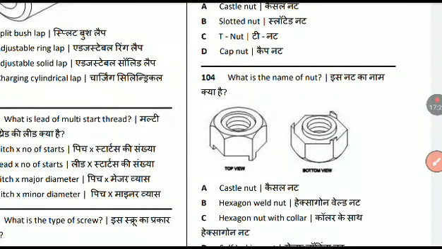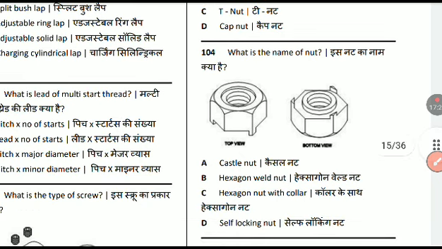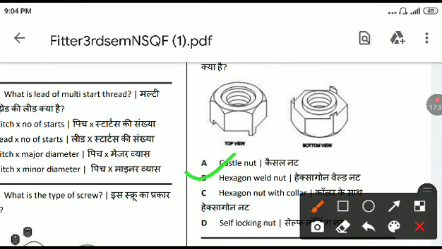What is the name of knot? Castle knot, hexagonal weld knot, hexagonal knot with collar. Option D, self-locking knot. Hexagonal weld knot. Option B.